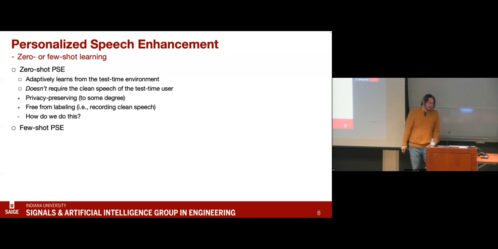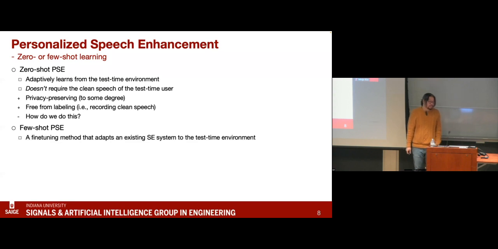Few-shot learning-based approach would be to assume that there could be a very short period of recording available from the user, maybe 5 seconds or 3 seconds, 10 seconds, which is kind of doable if they cooperate. And then we can make the best of this very short period of time, and then somehow adapt the model based on that.